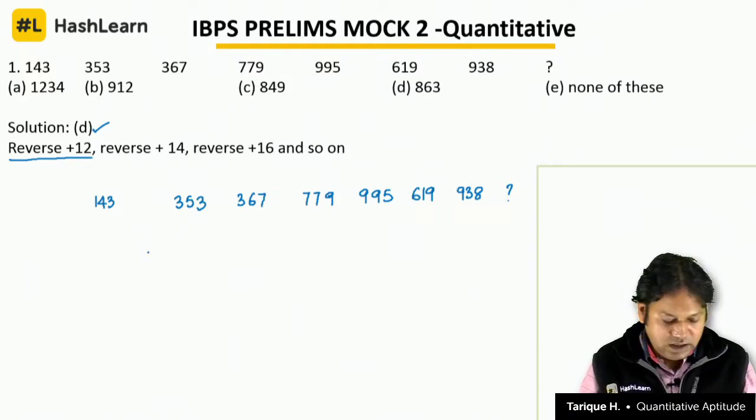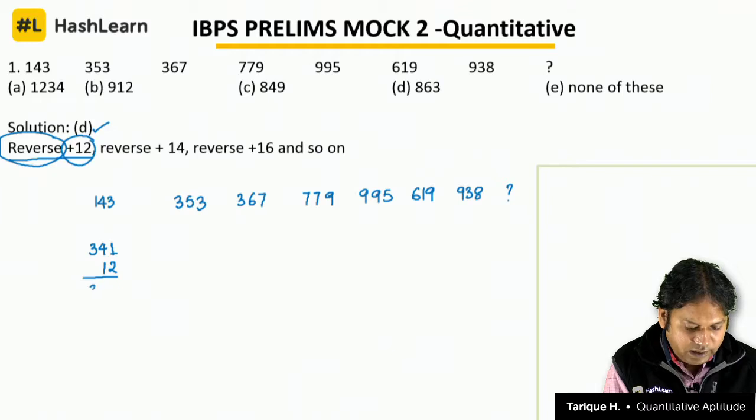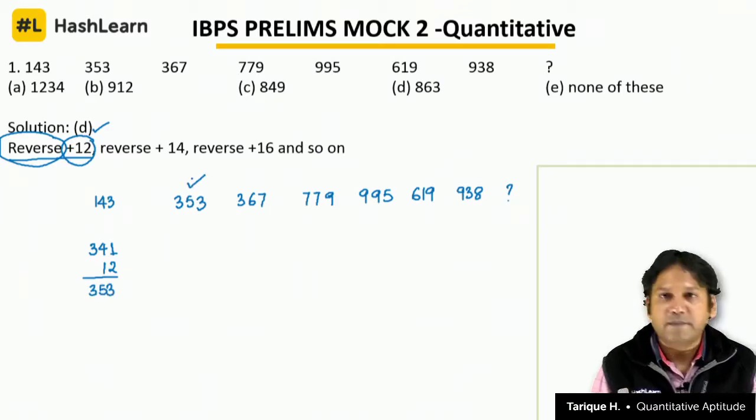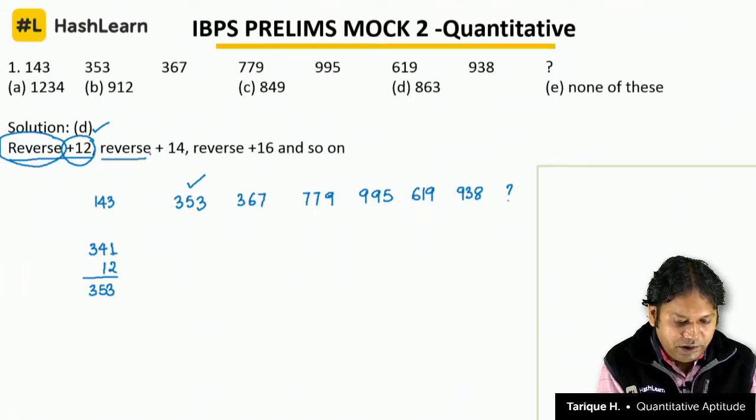Okay, let us see, the first number is 143. What if you reverse this number? If you reverse this number, 143 becomes 341, and if you add 12 after reversing the number, you get the number 353. That is how you got this number 353. Now next time what you are doing is you are reversing the number, but you are not adding 12, you are adding 14. So that is again not constant.